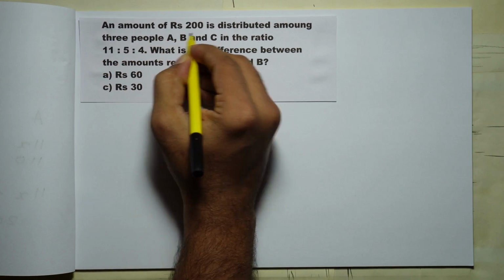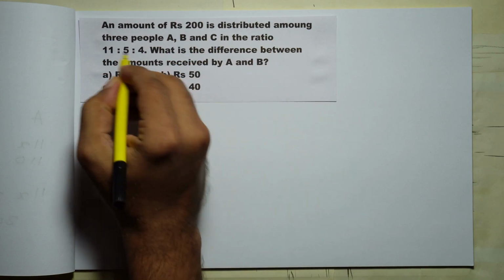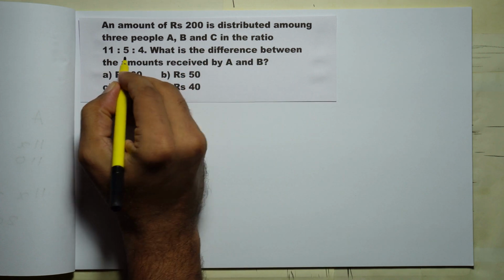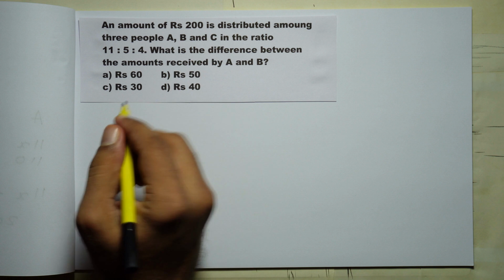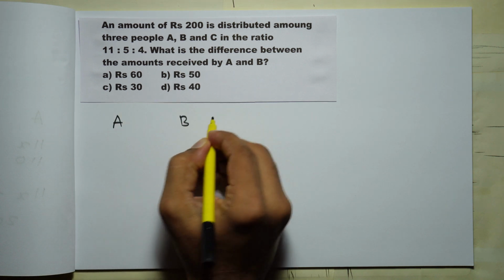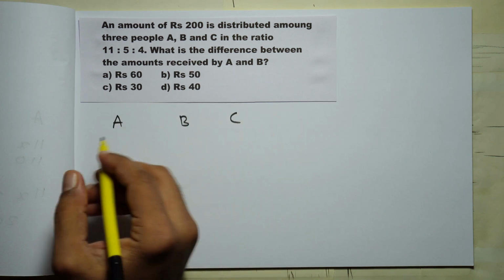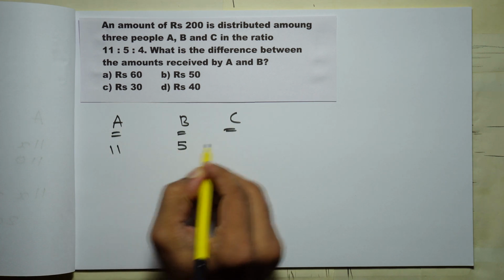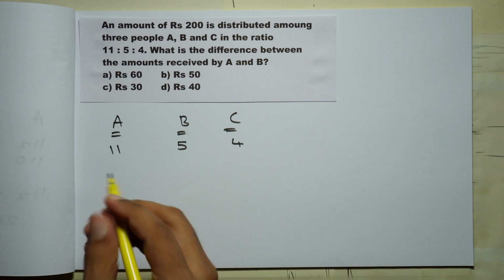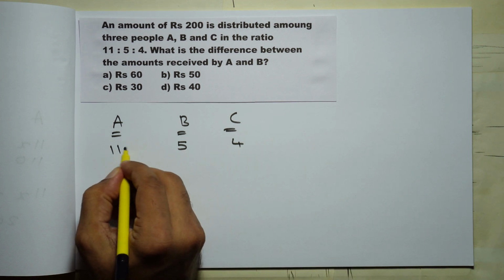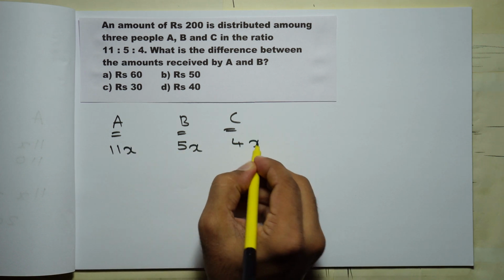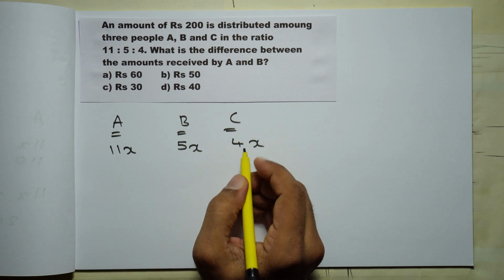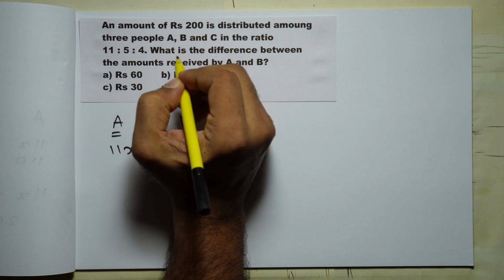An amount of rupees 200 is distributed among three people A, B and C in the ratio 11 is to 5 is to 4. So there are three people A, B and C. They received amounts in the ratio 11 is to 5 is to 4. So we will assume that their actual amounts are 11x, 5x and 4x. So the ratio is maintained, that is 11 is to 5 is to 4. Now their total sum is rupees 200.